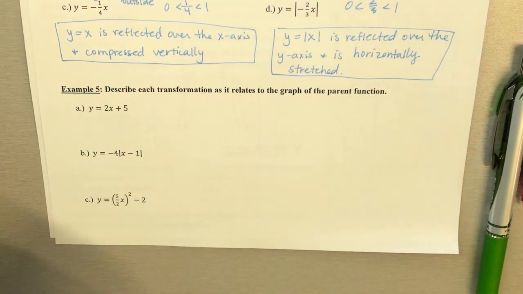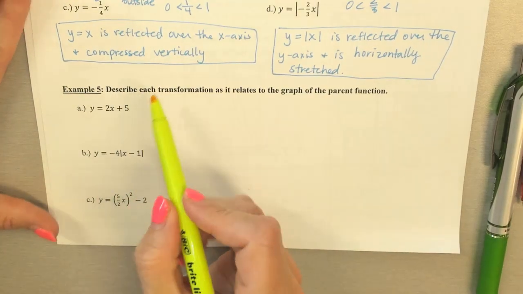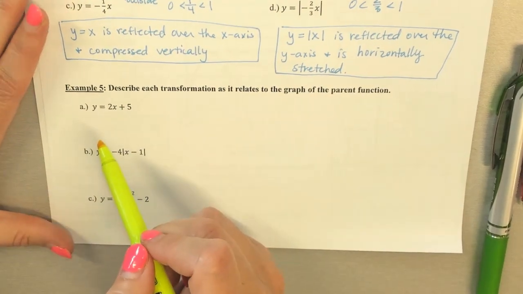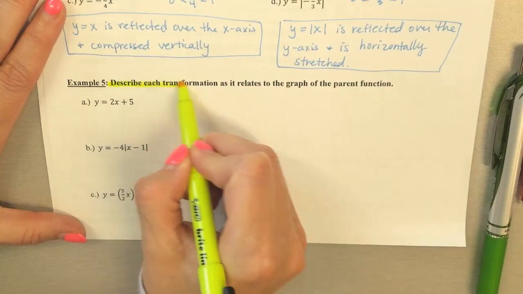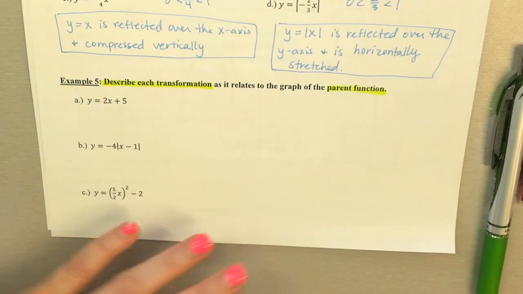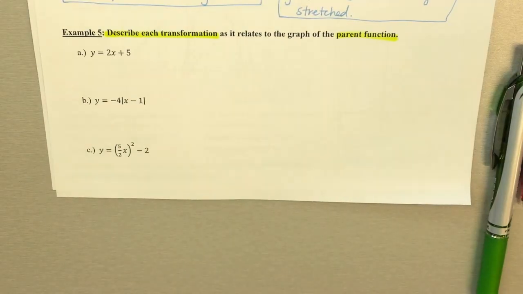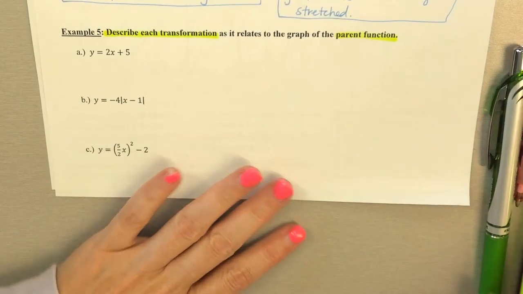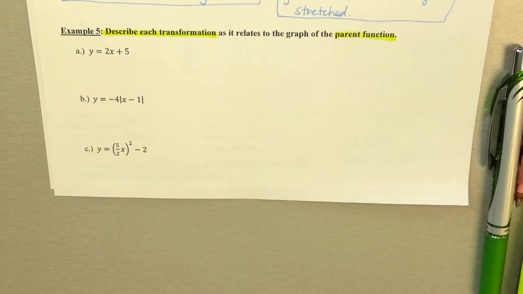Okay, so now we're going to describe each transformation as it relates to the graph of the parent function, which is almost the same as what we did here. It's just these were only dilations and reflections. Okay, these are going to be all of those combined. Okay, so I want you to work with your row and see if you can come up with the answers to those three.